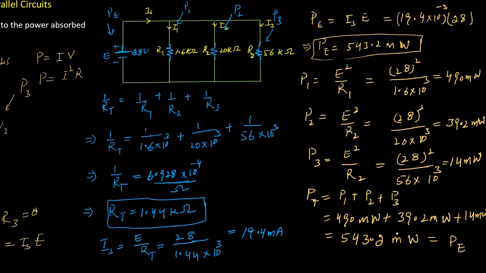So from this example we also concluded that the lower the resistance value, the more power will be absorbed by that component. The greater the resistance value in the parallel connection, the less power will be absorbed by that component. So the power absorbed by the first component, which has a resistance value of 1.6 kilo ohm, is 490 milliwatt, and the power absorbed by the third component, which is 56 kilo ohm, is 14 milliwatt.